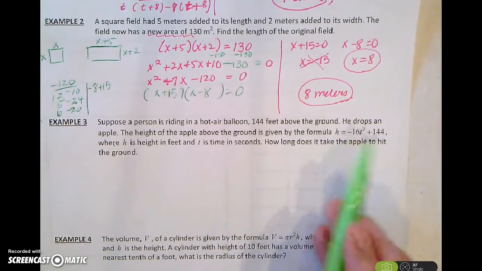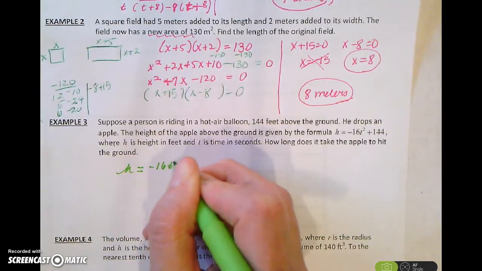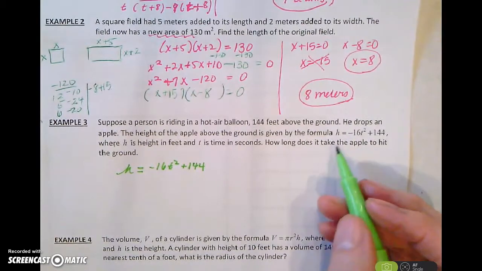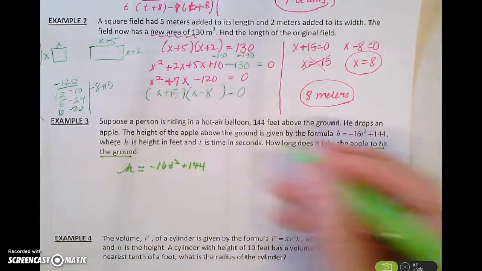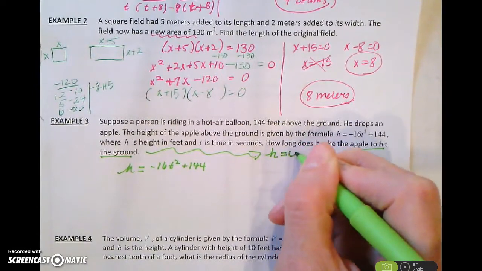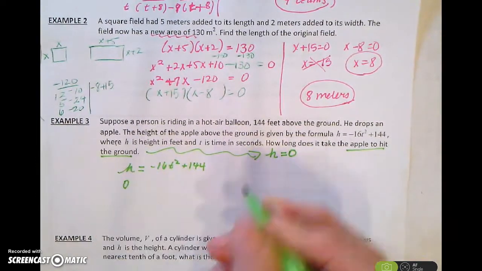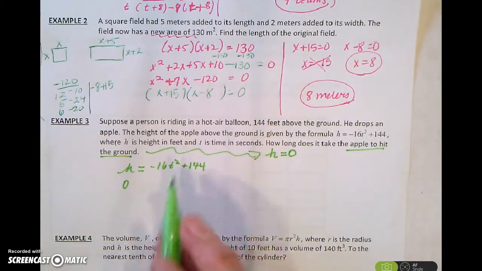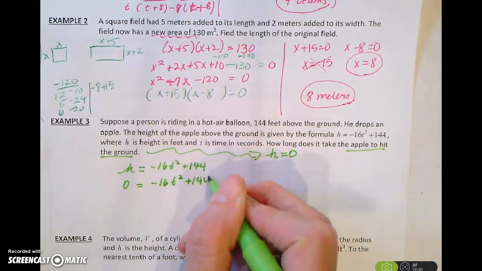So we're given a formula that we can use. So we know that h is equal to negative 16t squared plus 144. We want to know how long it takes for the apple to hit the ground. Now, we've talked about this before. For it to hit the ground, that means that the height is actually equal to 0. So that's how far it is above the ground. So h is 0, so we're going to put a 0 in for the h, and we're looking for the time that it takes for that to happen. So this is going to be 0 equals negative 16t squared plus 144.